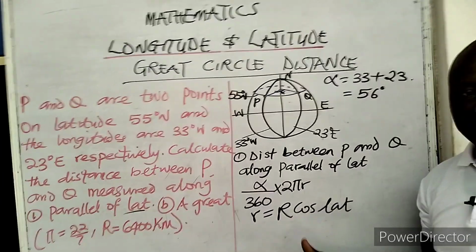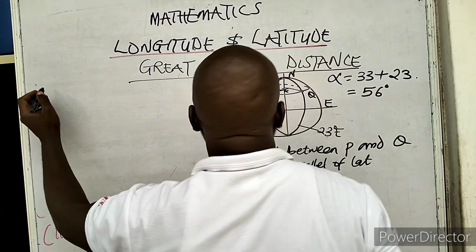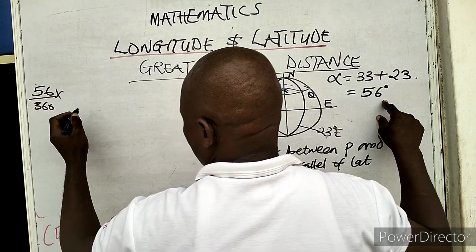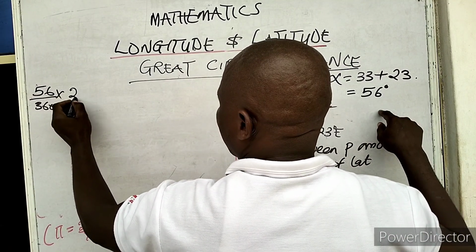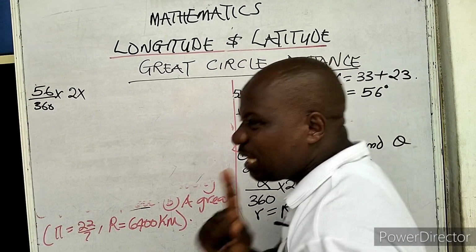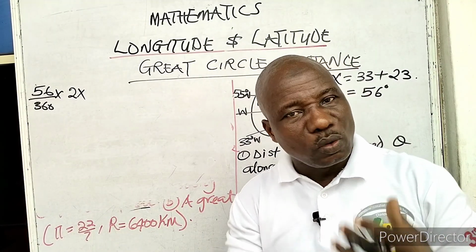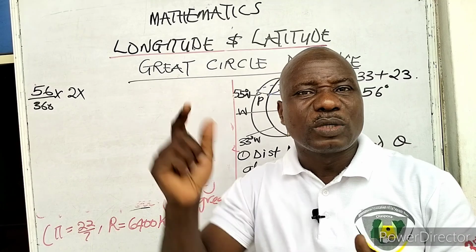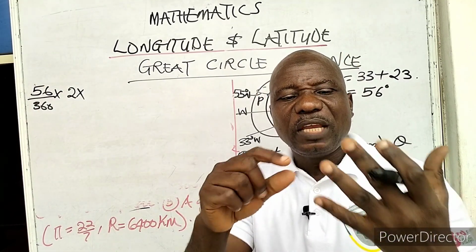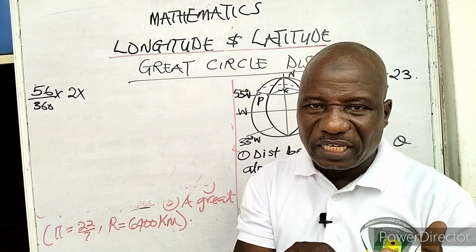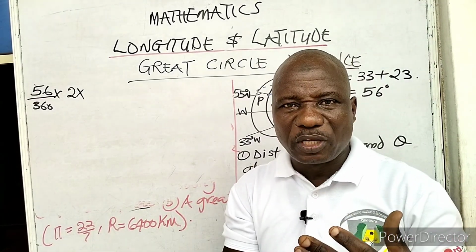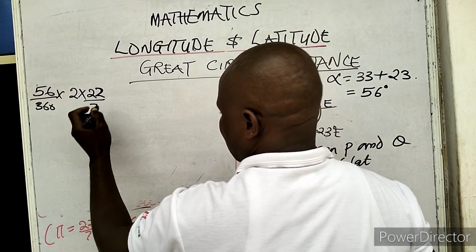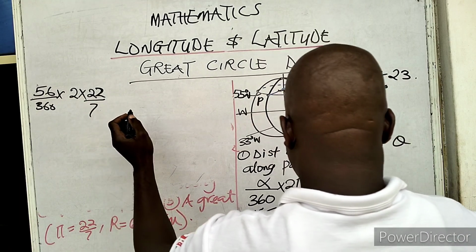Now, I want to bring this one here. So what's our alpha? That is 56 all over 360 times 2. Let us take pi to be 22 over 7. Please, use pi to be 22 over 7. On no condition should you use 3.142, because you are going to get it wrong. If they ask you to use 3.142, don't use 22 over 7. If they ask you to use 22 over 7, don't use 3.142. So here the instruction is 22 over 7. So we have 22 all over 7. That is 2 pi r.